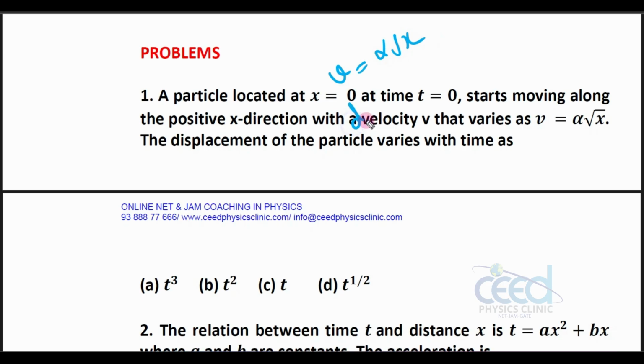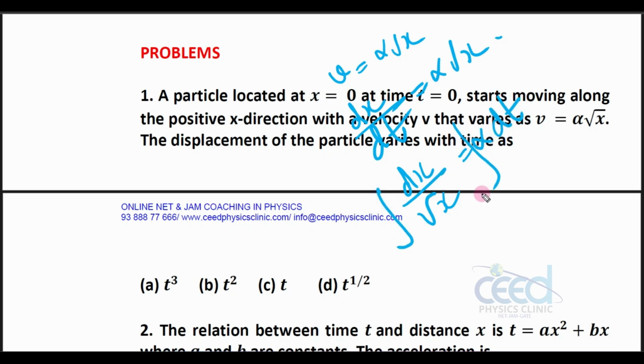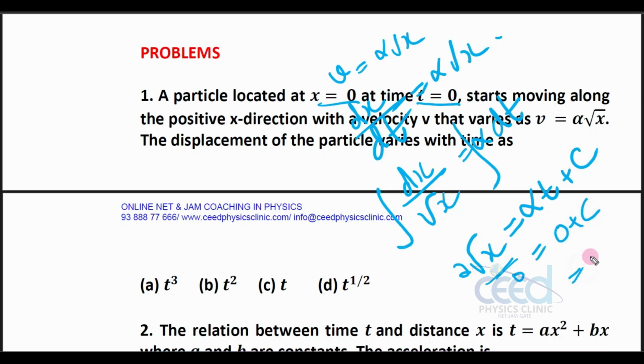What is velocity in terms of displacement? dx by dt, that is equal to alpha root x. Now, dx by root x is equal to alpha dt. Now integrating both sides, 1 by root x on integration gives 2 root x equal to alpha t plus constant. Now to eliminate this constant, they have given x is 0 at time 0, so 0 plus c, then c is equal to 0.